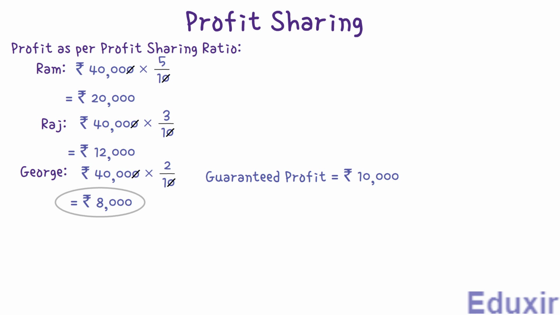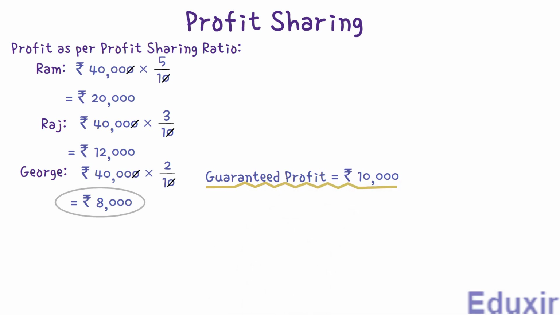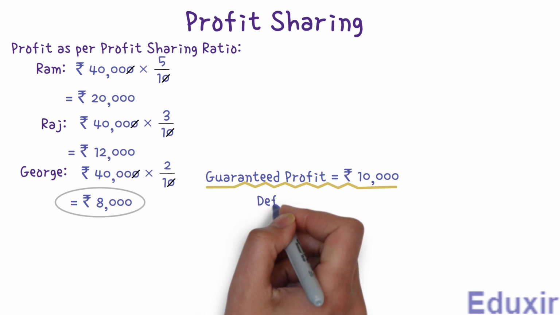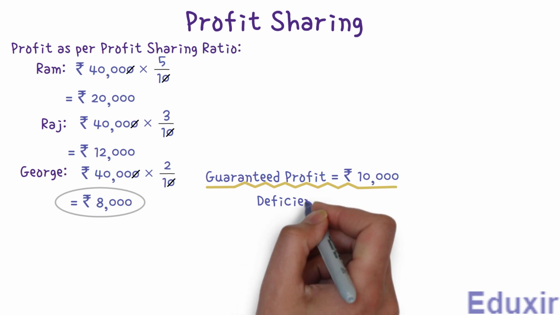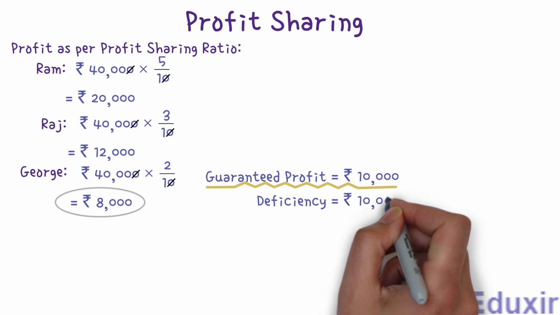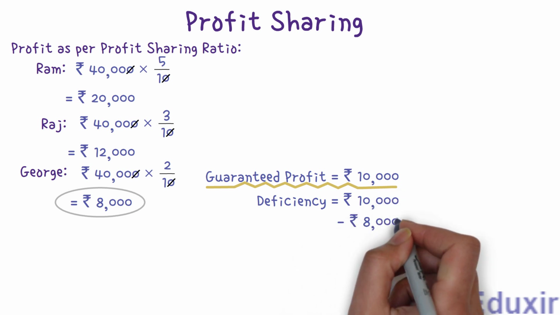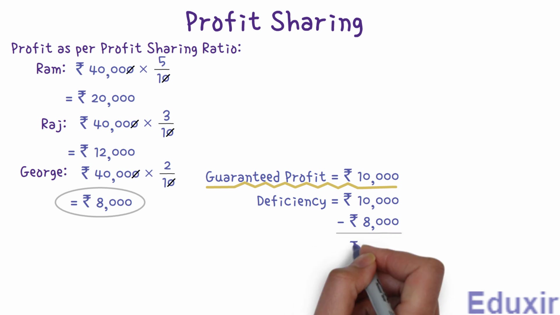In other words, we will reduce the other partner's share of profit and adjust that amount to George's share of profit so that George would get the guaranteed profit amount of 10,000 rupees. By the way, we call this difference in the profit share amount as deficiency. So, the deficiency of George's profit share is his guaranteed profit amount of 10,000 rupees minus his calculated profit share as per the profit sharing ratio, which is 8,000 rupees. Subtracting, we get 2,000 rupees.